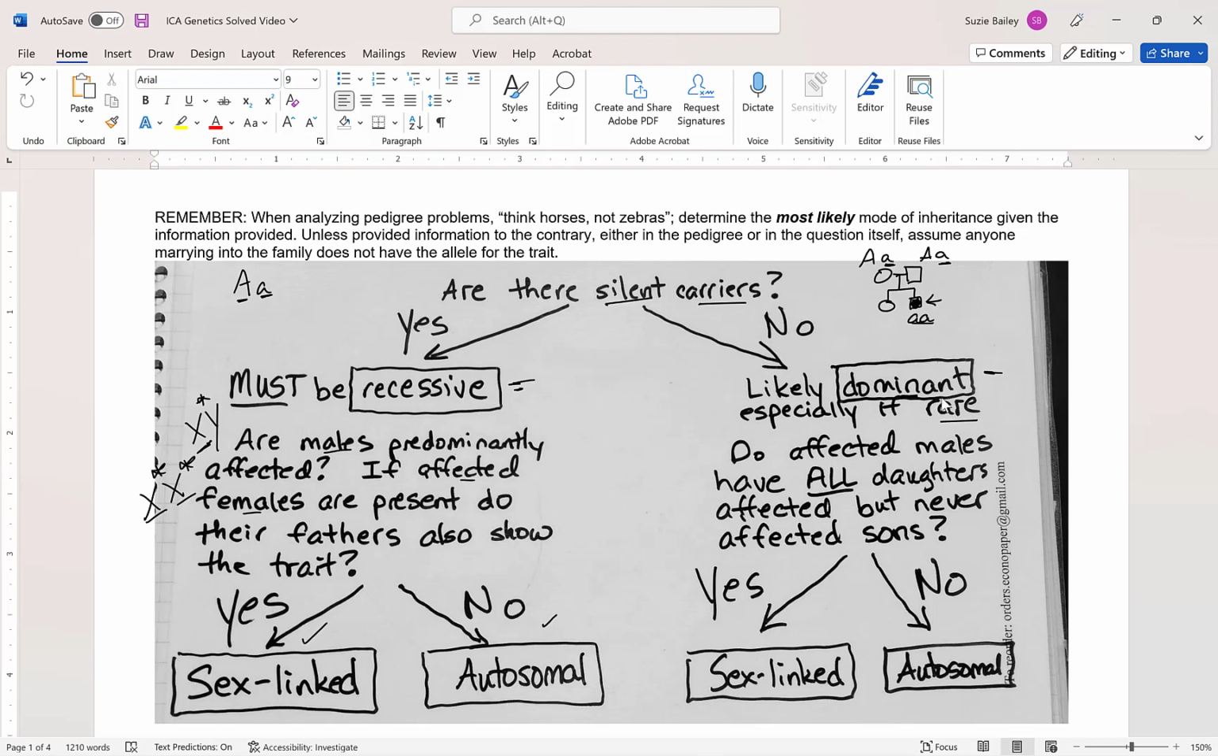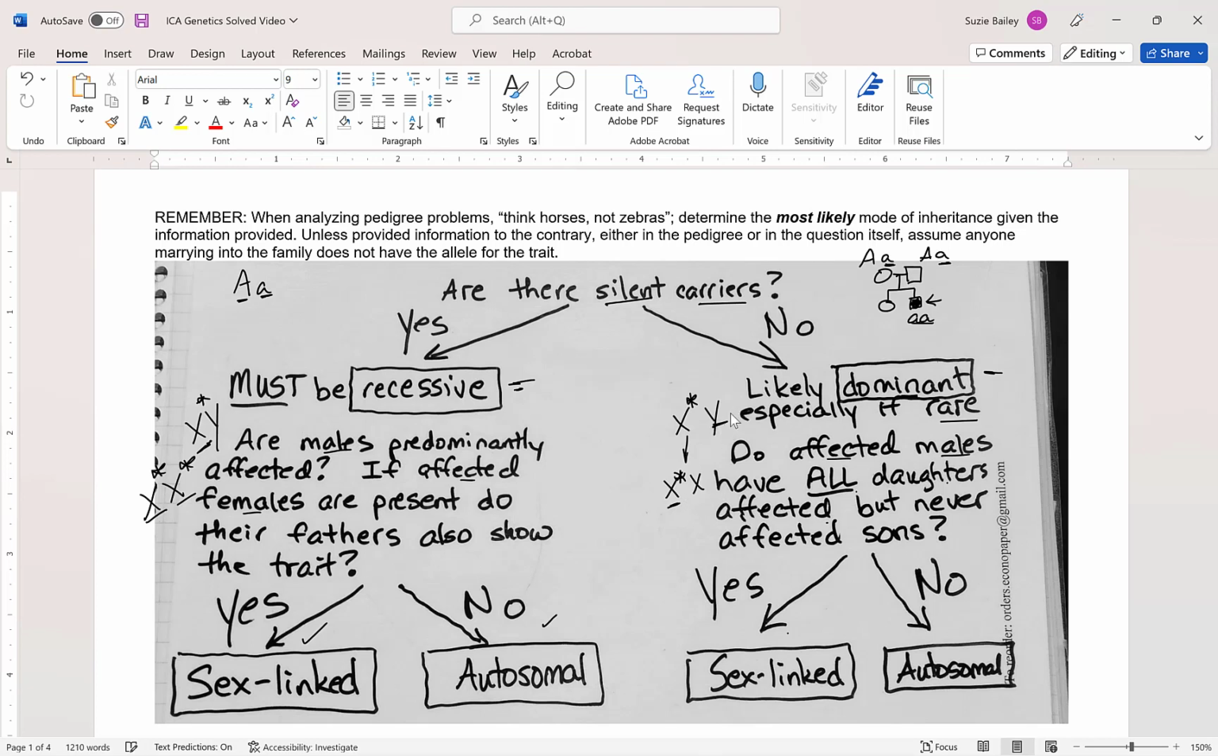Now, on the other side, in evaluating a dominant trait, a trait that we've decided is dominant because there are no silent carriers, what we're looking for to determine sex linkage is, do affected males have all daughters affected? So again, we want to be thinking about a male who has this mutation in a gene on the X chromosome, indicated by this asterisk. He's going to pass on that X chromosome to all of his daughters. And so all of his daughters are going to inherit that bad X. So they should all show the dominant trait as well.